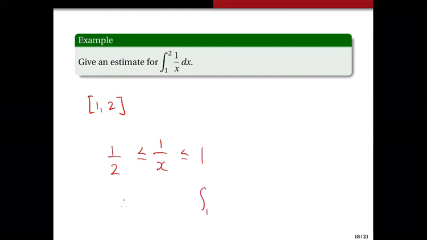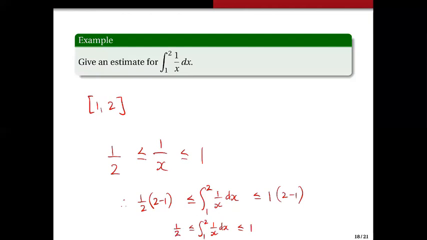the integral from 1 up to 2 of 1 over x dx will be greater than or equal to 1 half times 2 minus 1, but less than or equal to 1 times 2 minus 1. But 2 minus 1 is just 1. So the integral from 1 up to 2 of 1 over x dx will be less than or equal to 1, but greater than or equal to 1 half. So this is an estimation.